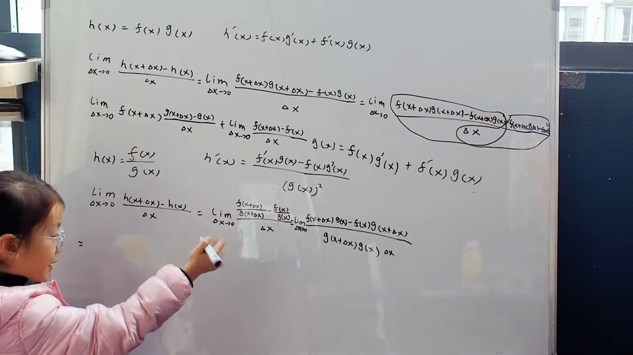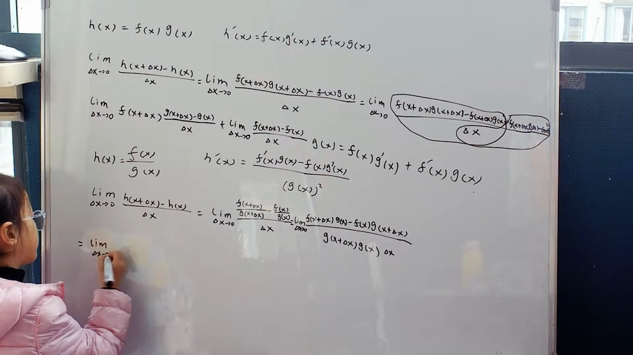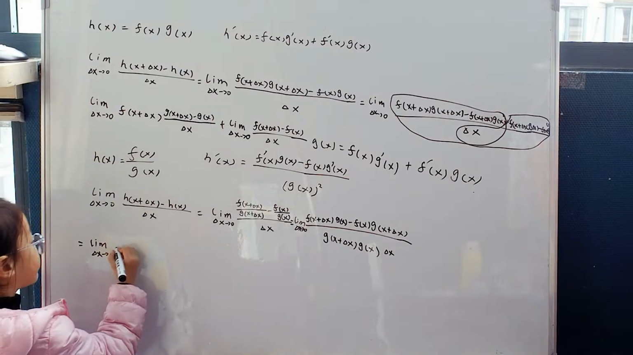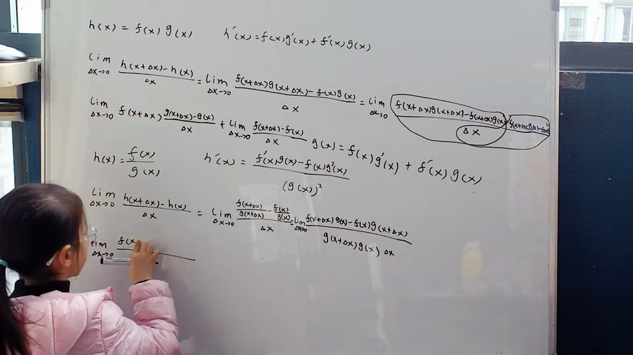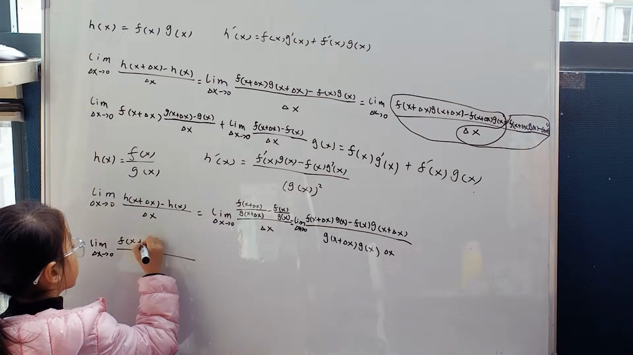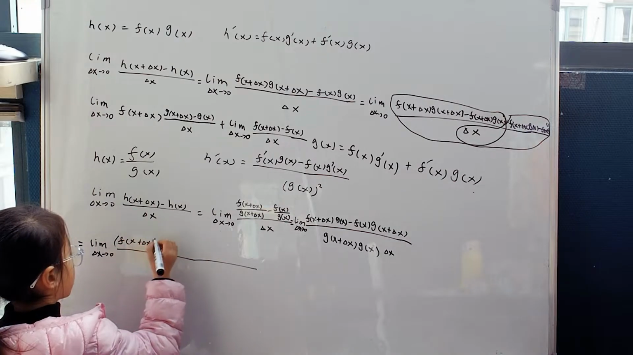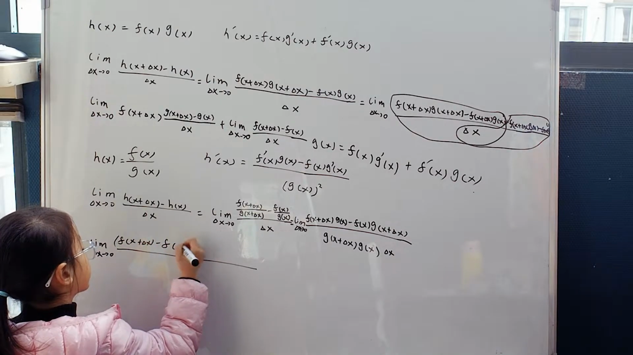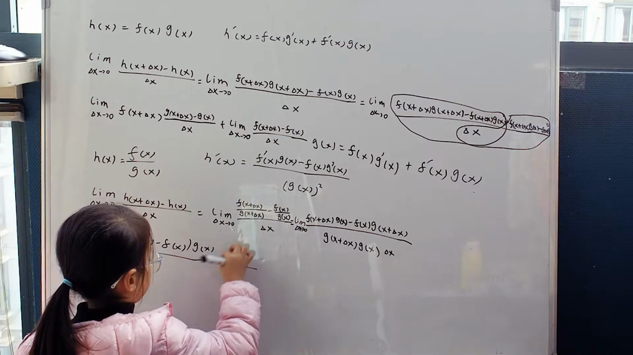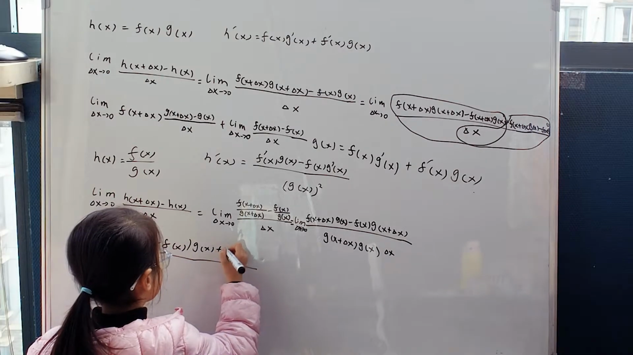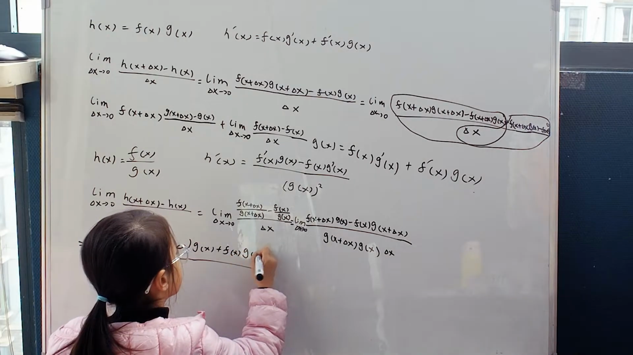So let's see here. First let's take the limit as delta x approaches 0. Of f of x plus delta x, times g of x plus delta x, minus f of x times g of x. Sorry, it's plus f of x times g of x.